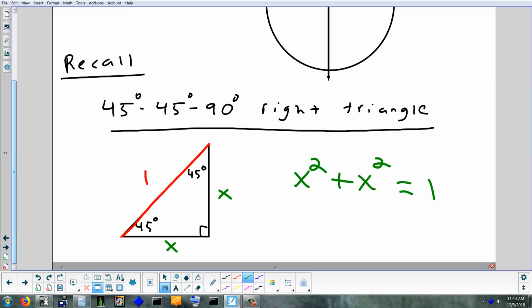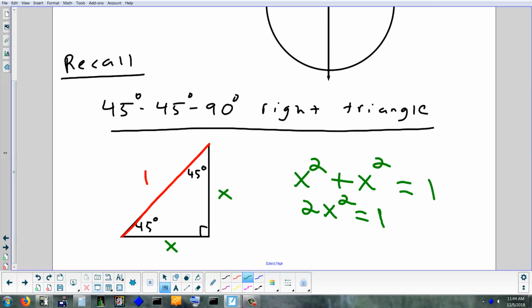So how many of them do I have? It'd be x to the 4th if you multiply. That's 2 of them. You have 2 of the x squareds. Okay. What could I do on both sides to get the x squared alone? Yeah, divide by 2.